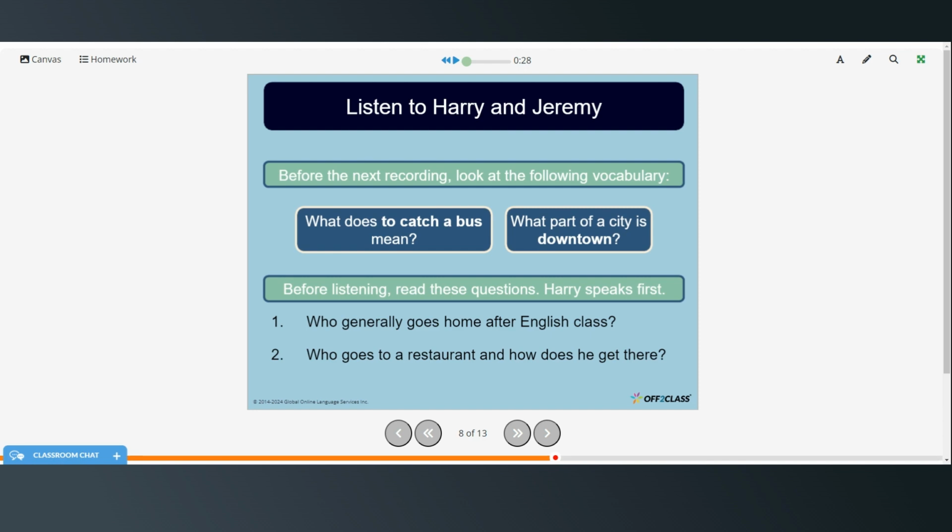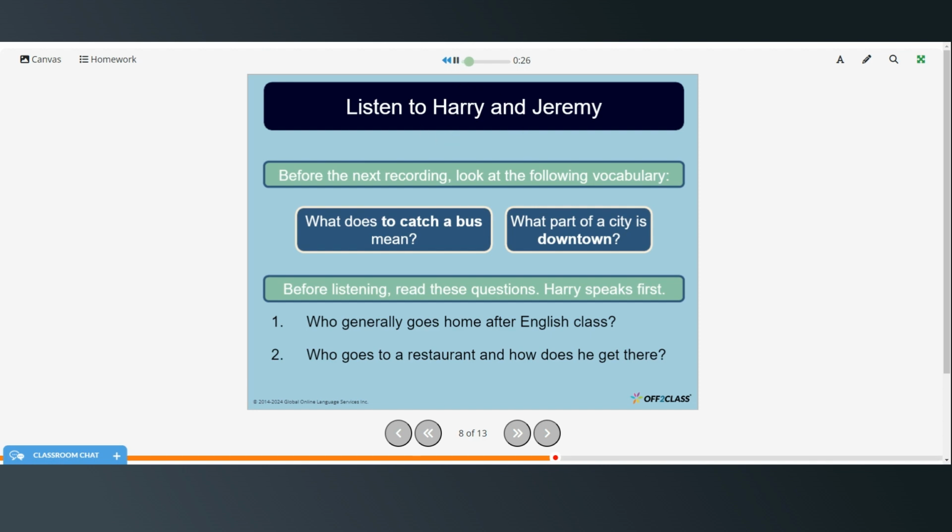And what part of the city is downtown? Well, downtown is usually the center of the city, the district where most businesses are located, so we refer to that as downtown. We'll also read the questions before we listen, and keep in mind that Harry is the one who speaks first. So who generally goes home after English class, and who goes to a restaurant, and how does he get there? So let's listen, and remember again that Harry speaks first.